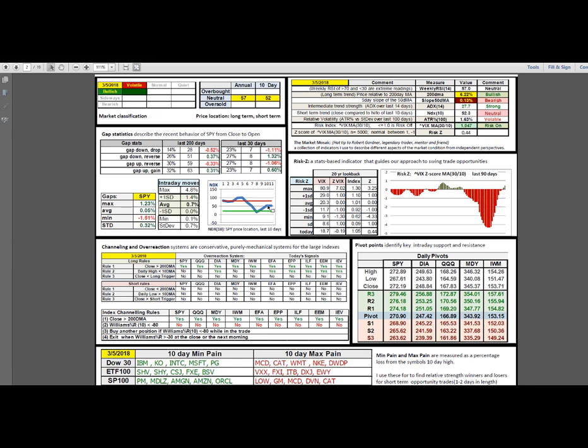In the middle of the end of the 10-day NDX, no signals in channeling and overreaction. The same usual suspects on the 10-day max pain. These were all long entries today. They all performed very well. And even on an intraday basis, each one of those earned enough money in the turbo to pay for the core swing position.